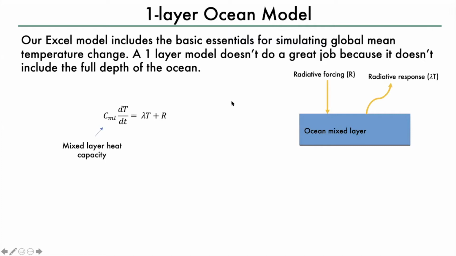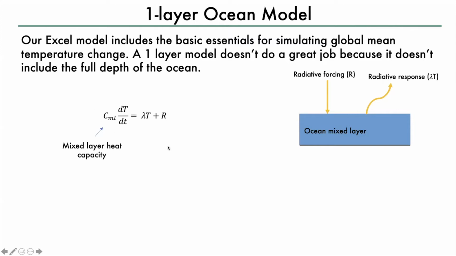So we have a couple Excel models that we will be using as simple climate models. And the first one is a one-layer ocean model. And this has all the basic essentials that we need for simulating global mean temperature change. It does an okay job, but it's not perfect because it only includes a shallow ocean mixed layer. It doesn't include the full depth of the ocean.